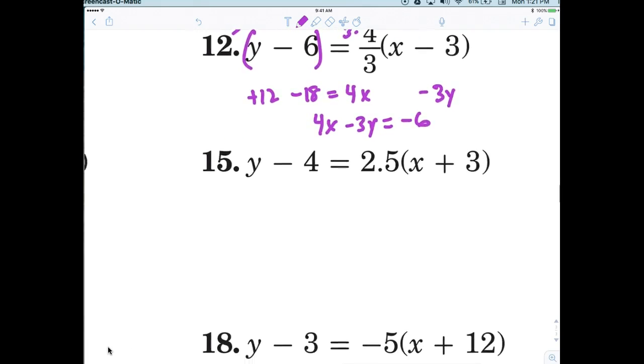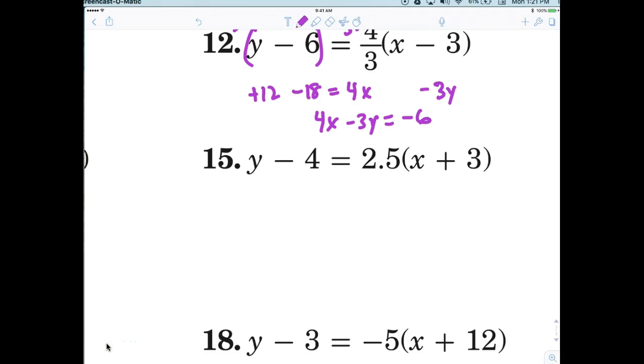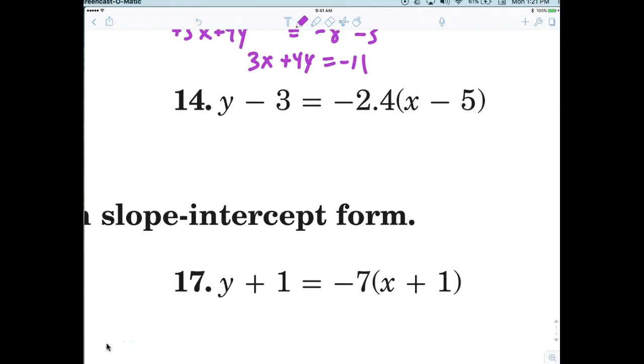Yeah, exactly. It's like 1 equals 2 minus 1. You can say 2 minus 1 equals 1 also, right? All right, here we go. Now, again, I prefer to write 2.4 as a fraction. We're going to practice that mental math. y minus 3 equals negative 12/5 times x minus 5.